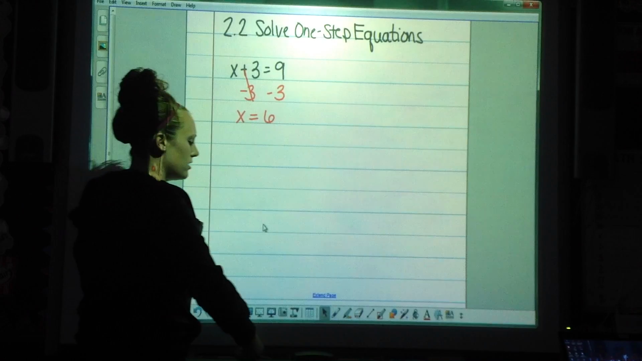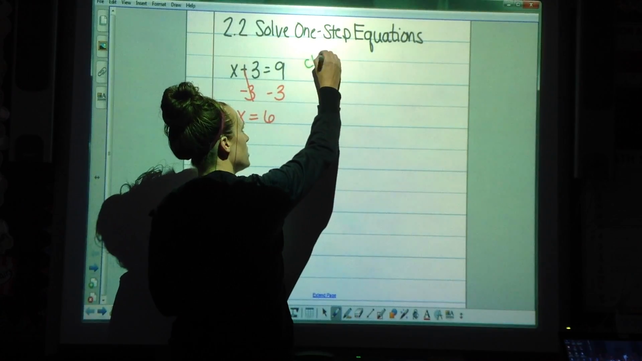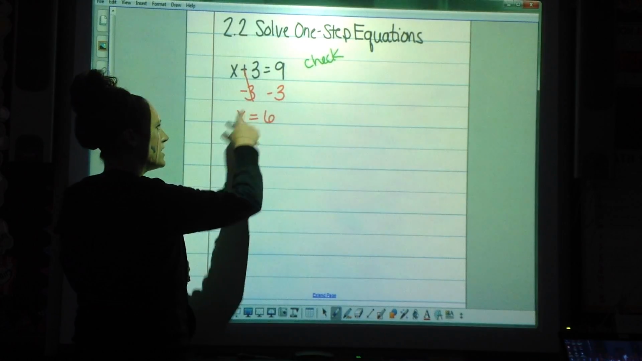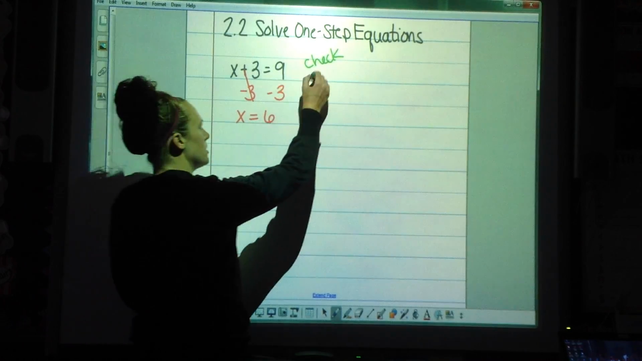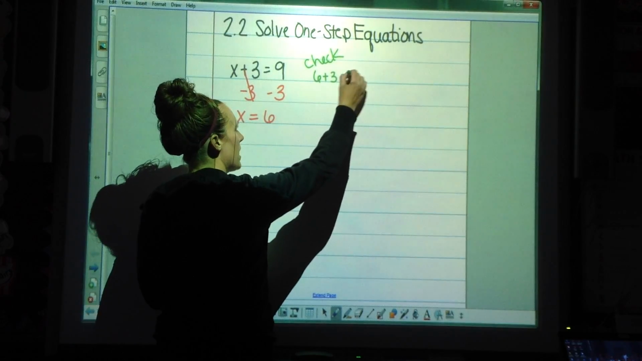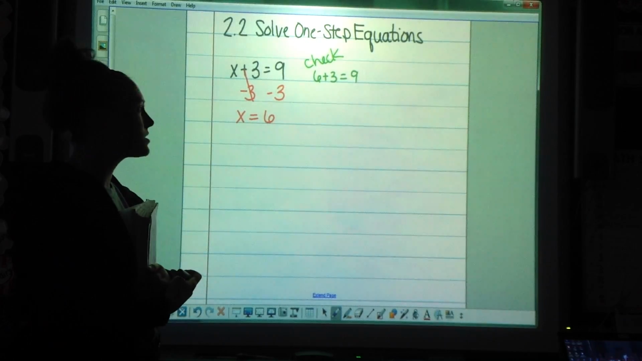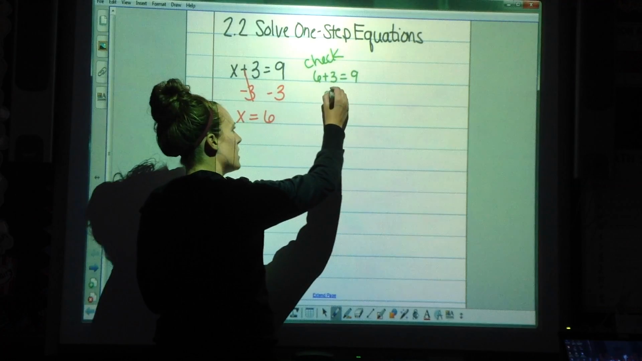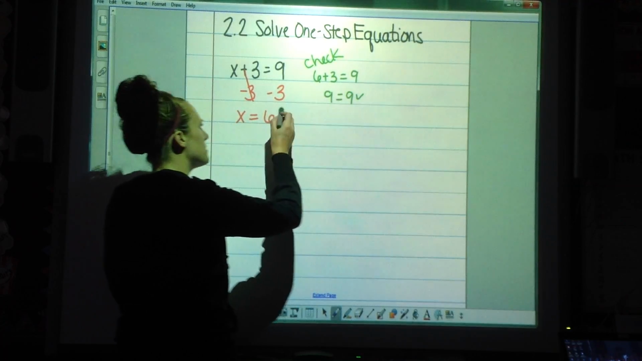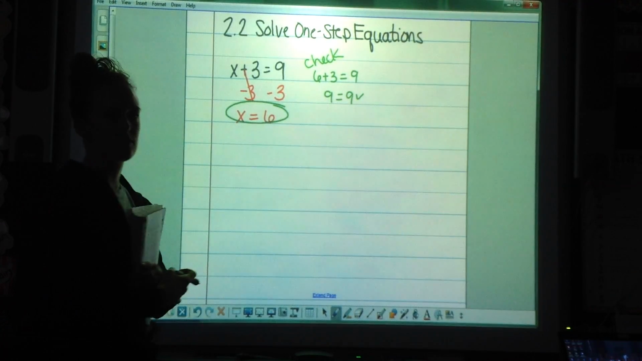You are going to be checking your homework. To check your answer, you're going to plug in the x into the original equation. My goal when checking is to see if both sides are equal. So I'm going to solve the left side. 6 plus 3 is 9. If both sides are equal, that means that this is the correct answer.